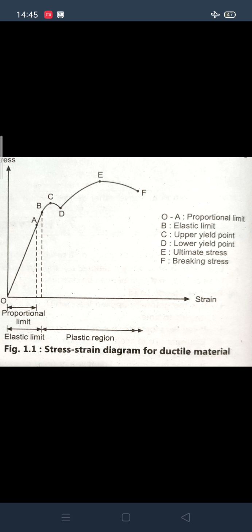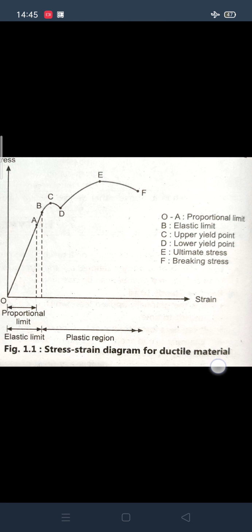So what is a ductile material? A ductile material is a mild steel specimen. The figure shows the relationship between stress and strain when a mild steel specimen having uniform cross sectional area is subjected to gradually increasing tensile load up to fracture, and this tensile test is carried out on a UTM machine.